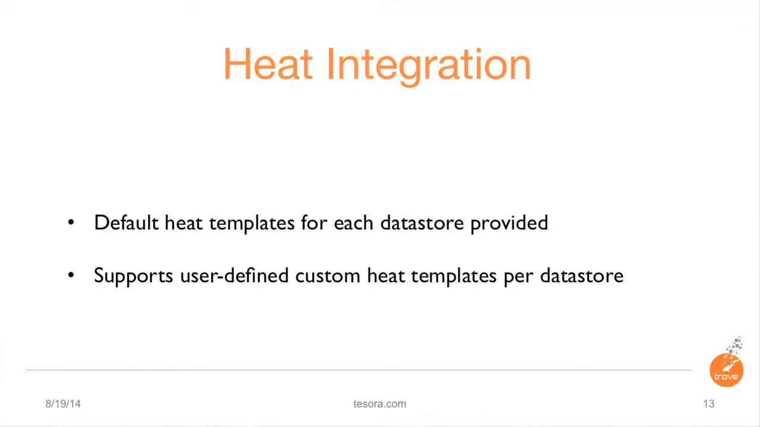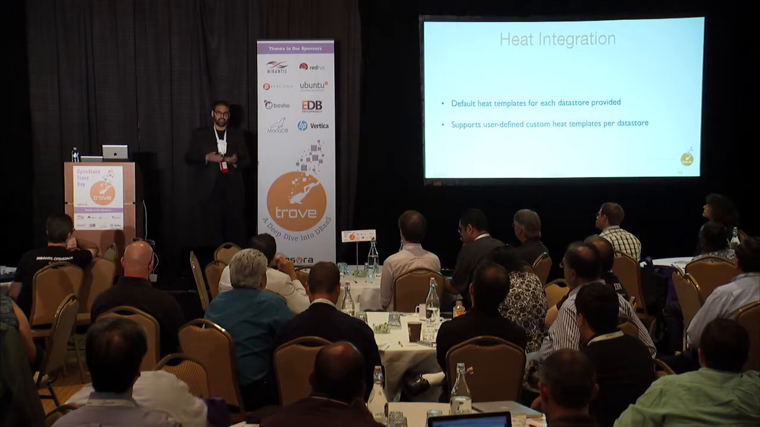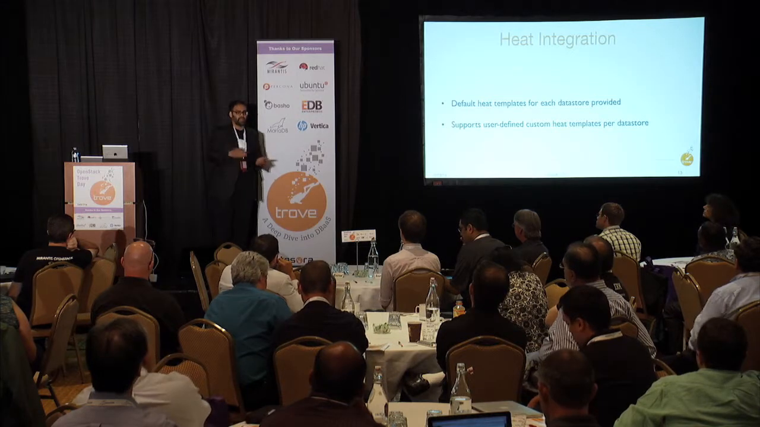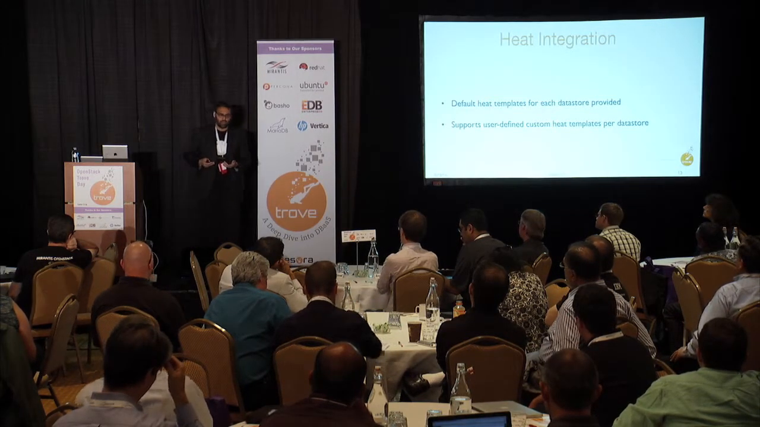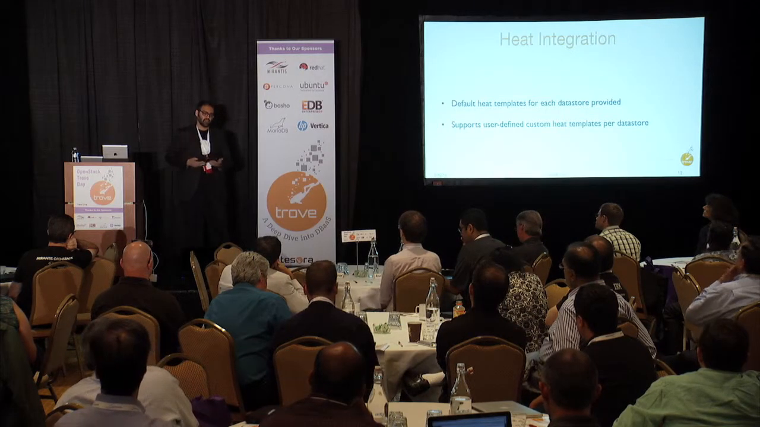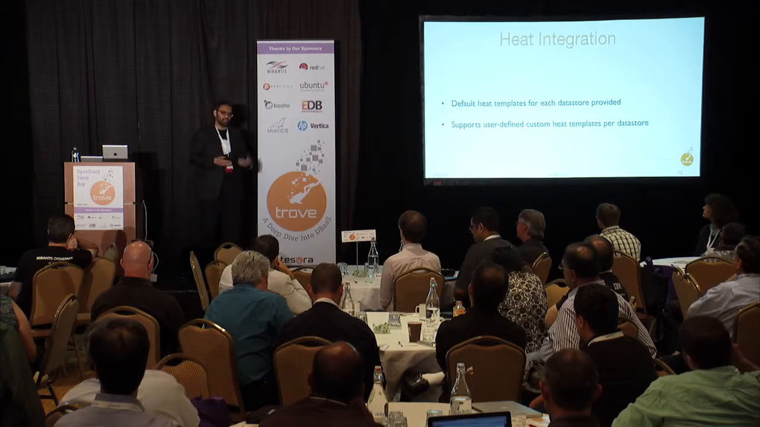We also made some headway into integrating with Heat. So traditionally, Trove made API calls directly to the OpenStack services themselves. So it would make a Nova call to provision your compute instance, poll, make sure that the compute instance is up, and then go ahead and do all of the other tasks.